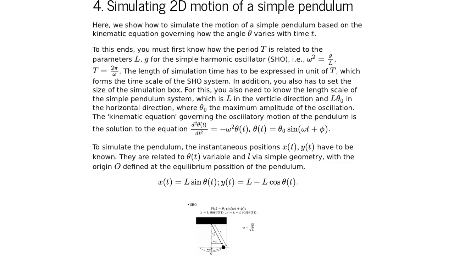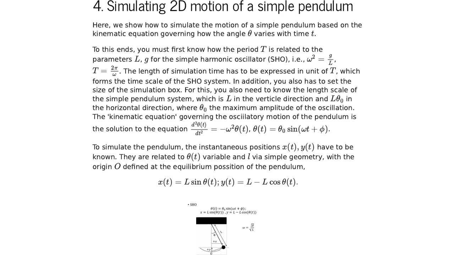Next, we will move on to simulating a classic two-dimensional system: the simple pendulum. Our approach will again be based on a kinematic equation, this time describing how the angle of the pendulum, theta, varies with time. To do this effectively, we first need to understand the relationship between the pendulum's period of oscillation, T, and its physical parameters, which are its length L, and the acceleration due to gravity g. The angular frequency, omega, is given by omega squared equals g divided by L, and the period T is then 2 pi divided by omega.